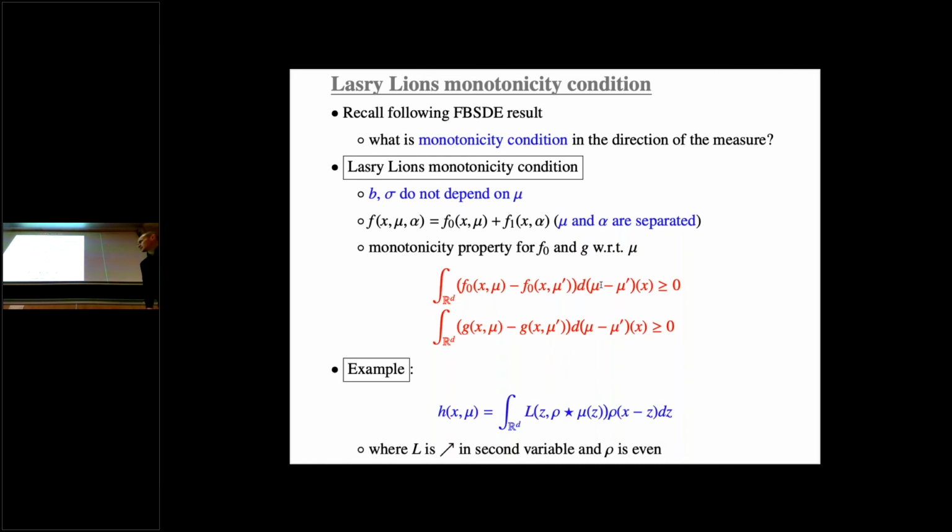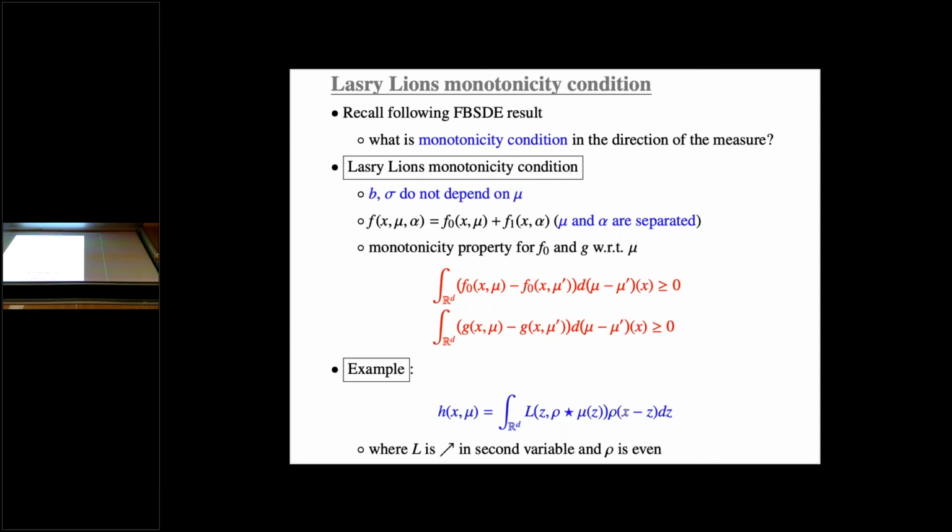Before I make the proof, here is an instance of a cost that satisfies this monotonicity property. H could be either F or G. You take a loss capital L, and the loss depends on two things. The first is Z, which is integrated in the neighborhood of little x. Rho is a small convolution kernel. Think of the support of rho as being very small, so x minus z has to be very small.